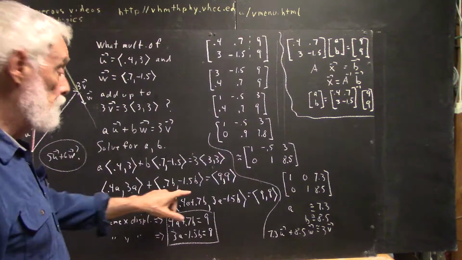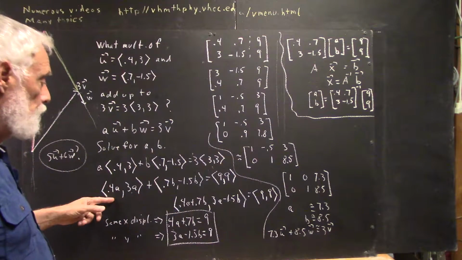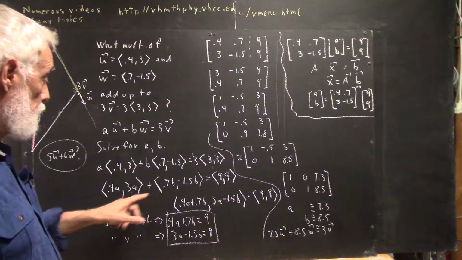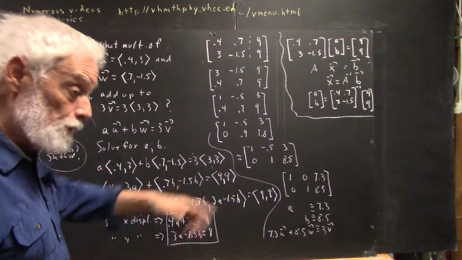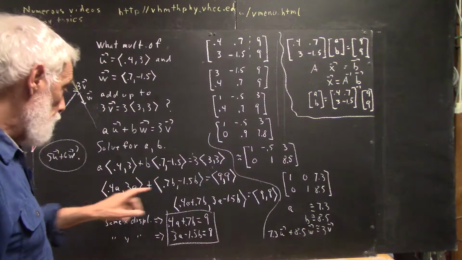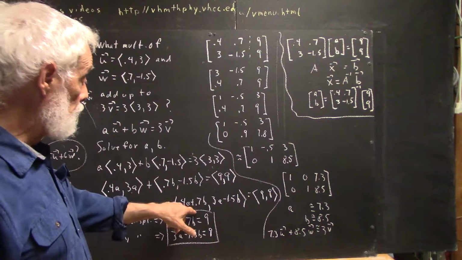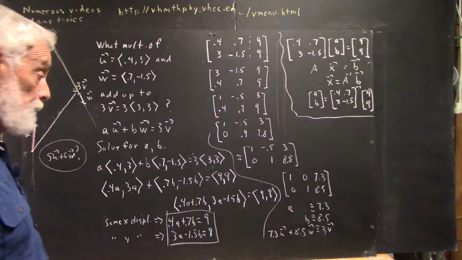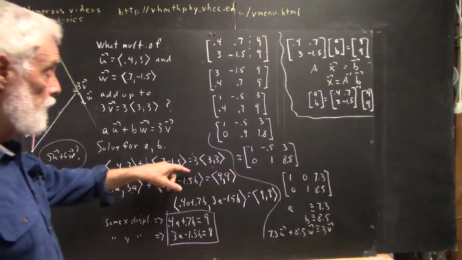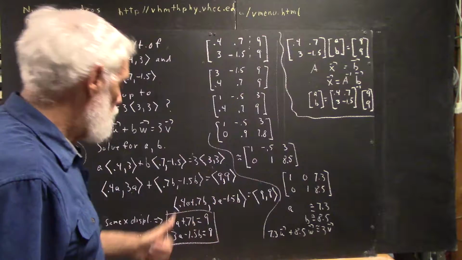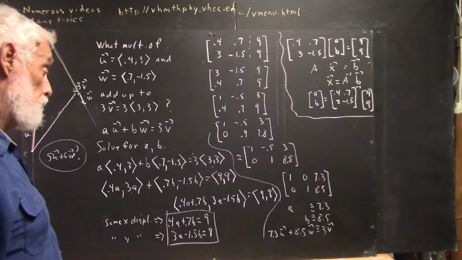Well, you're adding these two vectors. The 0.4a is how far we go in the x direction for this one. 0.7b is how far this one takes us in the x direction. So we add the 0.4a and the 0.7b to find out how far we go in the x direction when we combine these vectors. And then we add the 3a and the negative 1.5b to get how far we go in the y direction.